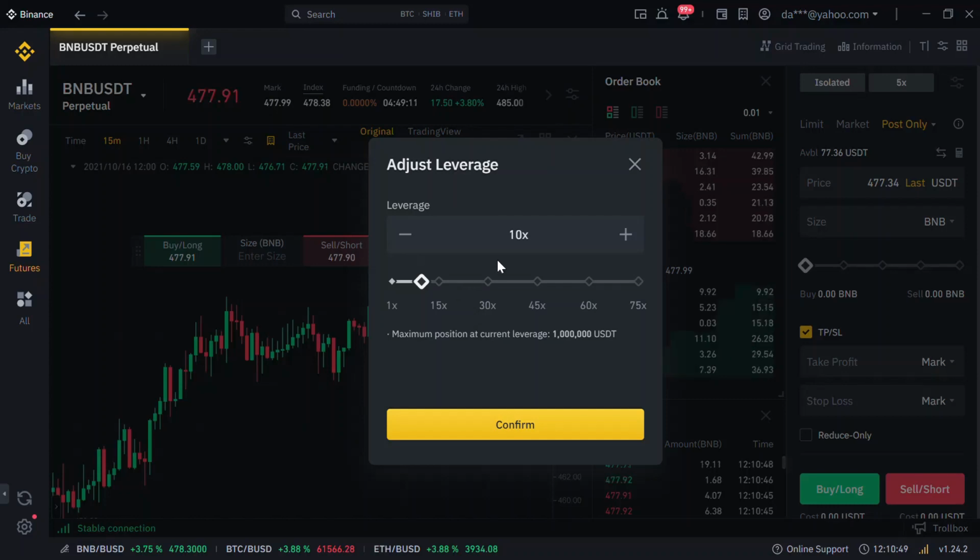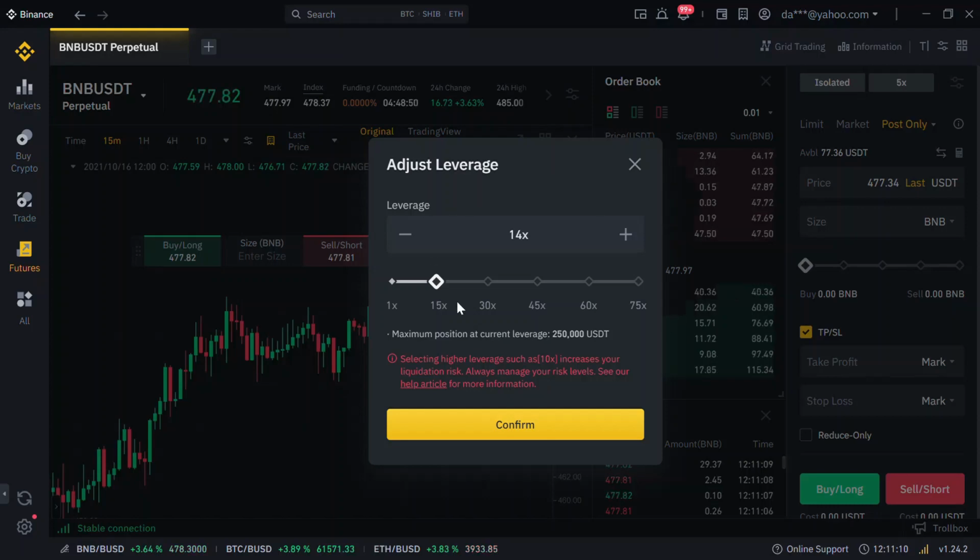wallet balance too. So like I said, leverage increases your profits, at the same time it also increases your losses insanely. Okay, so if you are leveraging with 10x, 10x is actually a lot for you as a beginner.